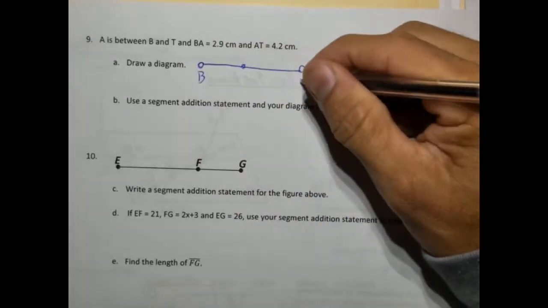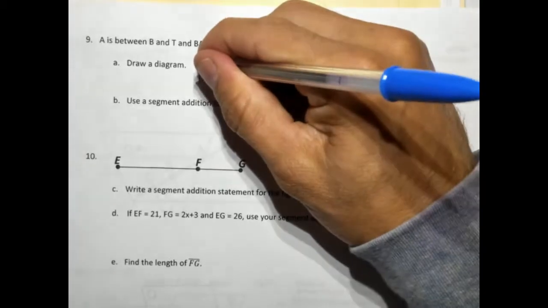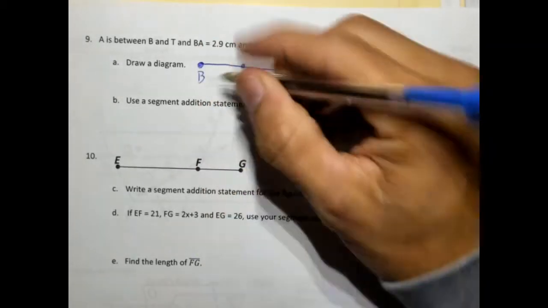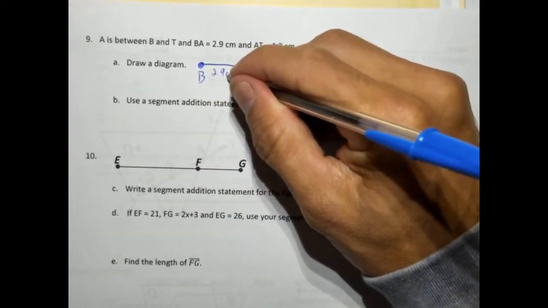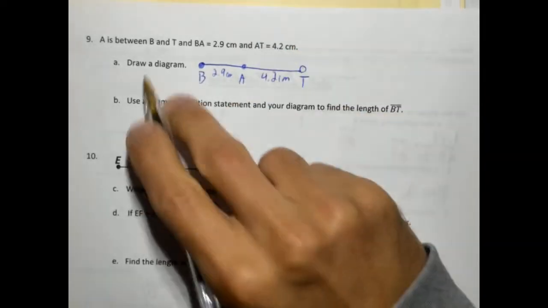So A is between B and T, so it's going to spell BAT. BA is 2 and 9/10 centimeters. AT is 4 and 2/10 centimeters. And we drew a diagram.